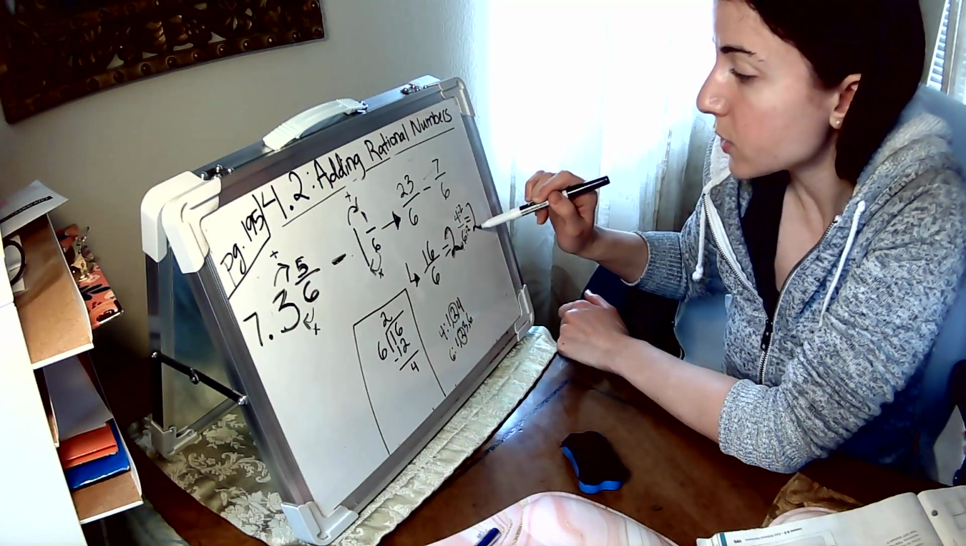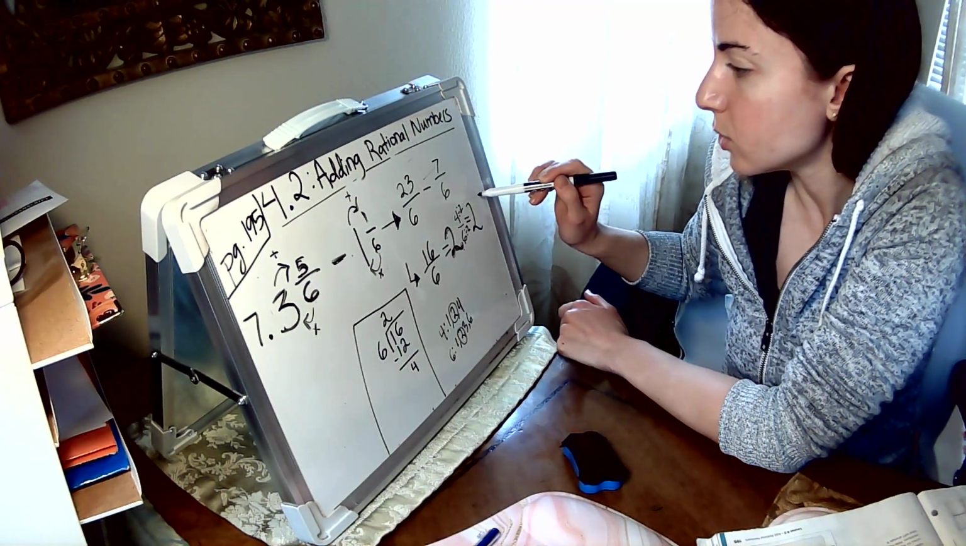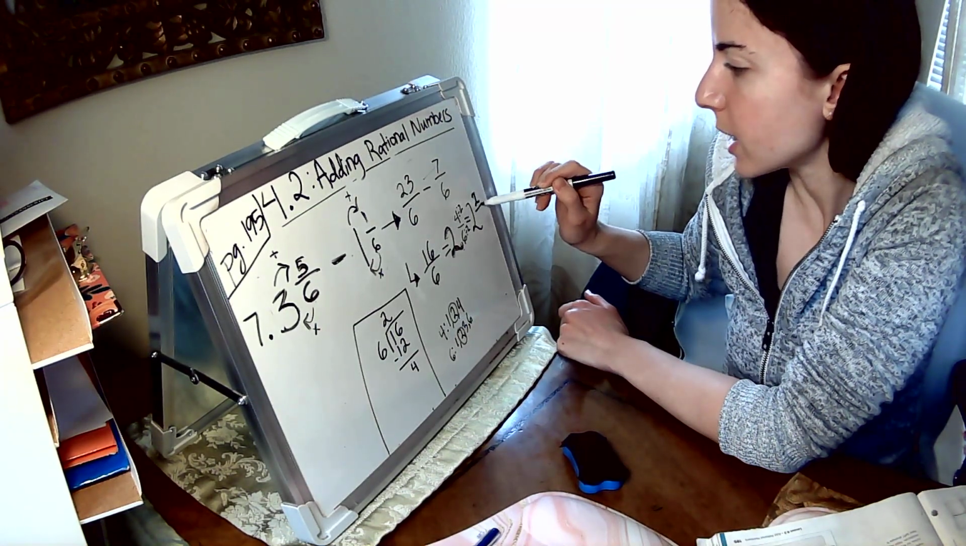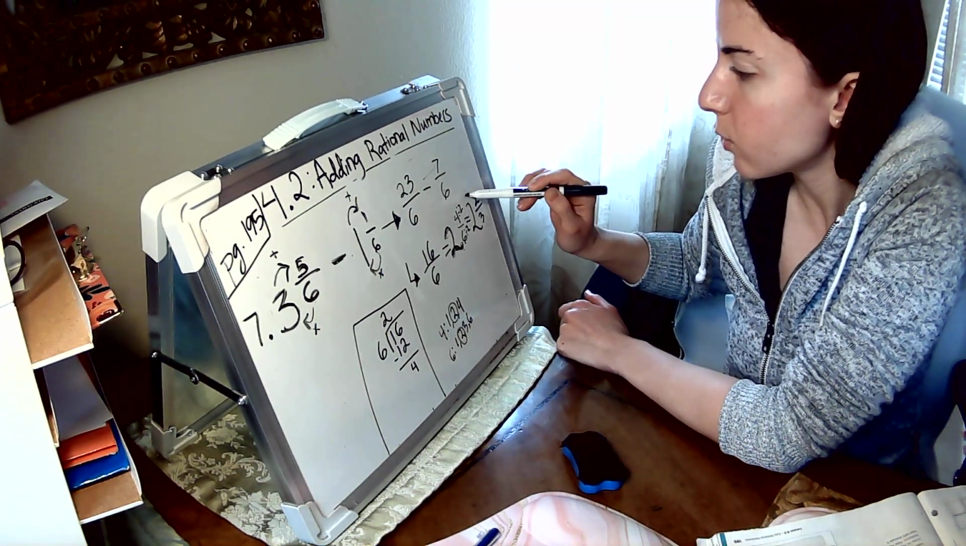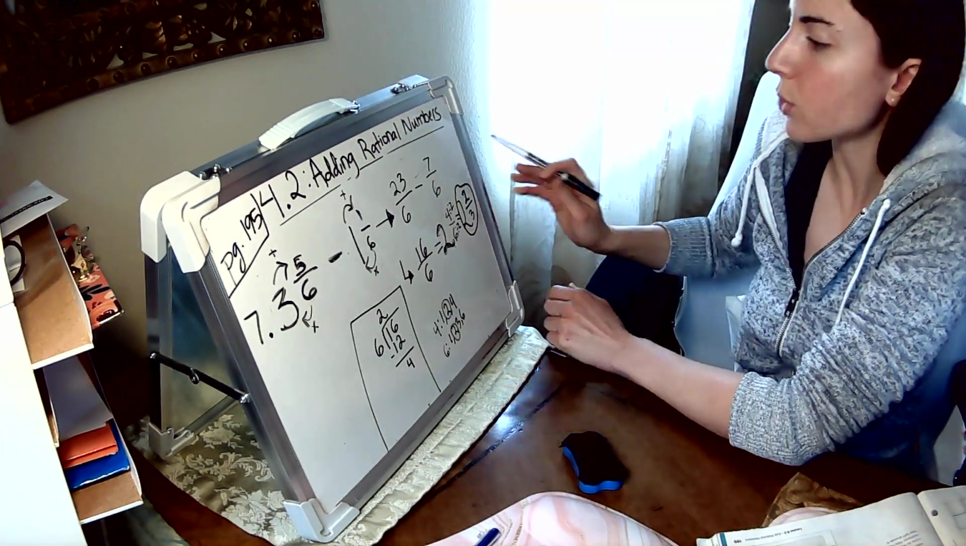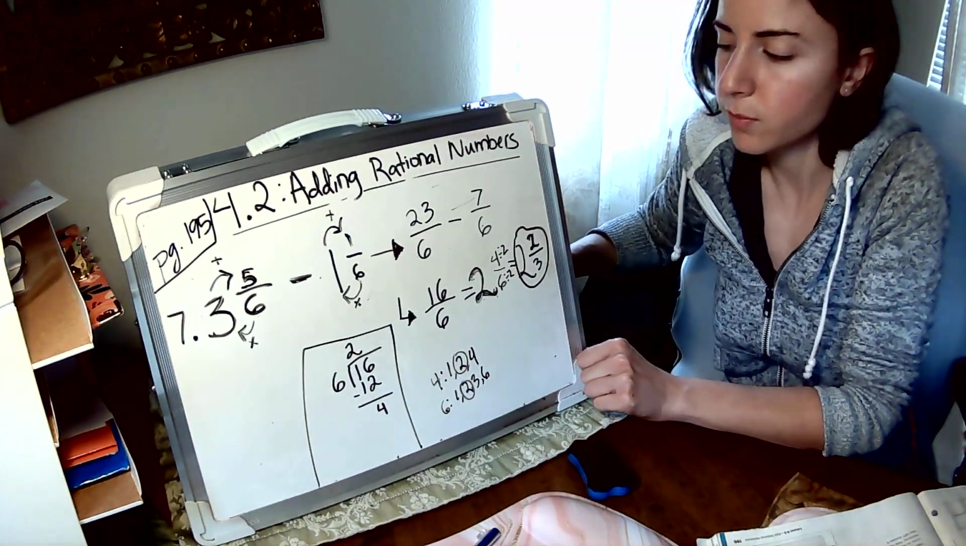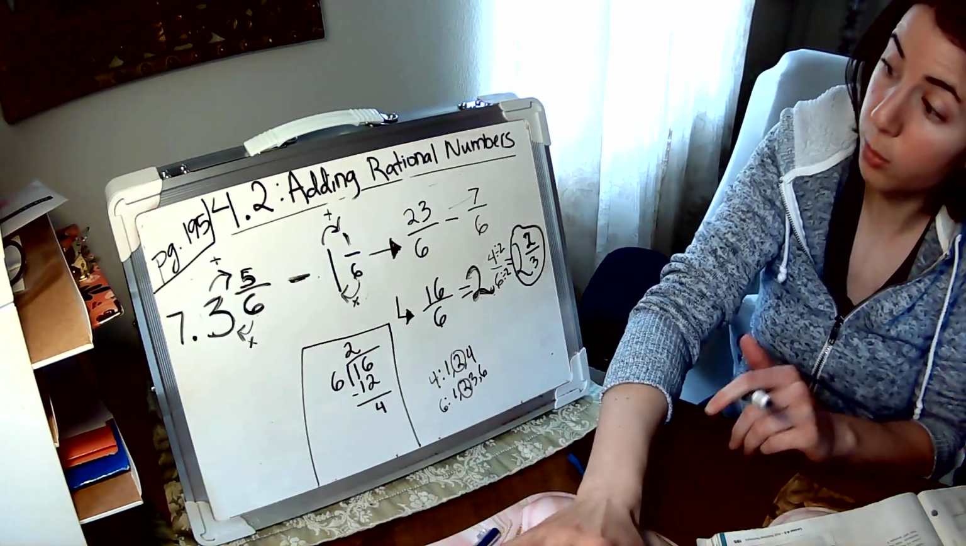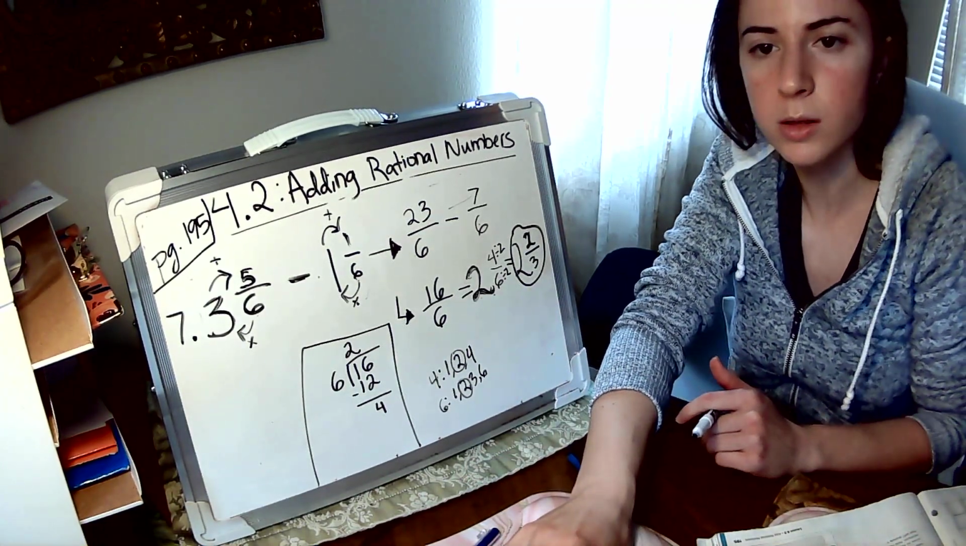By the way, the 2 wholes is going to stay the same. 4 divided by 2 is 2, and 6 divided by 2 is 3. So therefore, 2 and 2/3 is our final answer, okay? Our most reduced answer. Awesome.